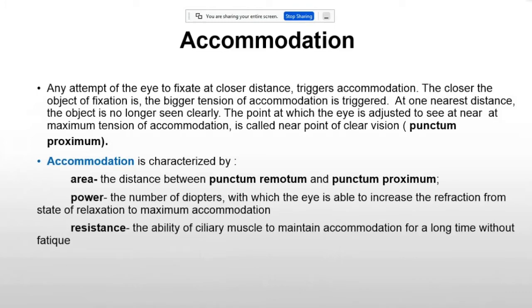Accommodation is characterized by its area, which is the distance between punctum remotum and punctum proximum. The power of accommodation is the number of diopters by which the eye is able to increase its refraction from the state of relaxation to maximum accommodation. And resistance is the ability of the ciliary muscle to maintain accommodation for a long time without fatigue. So these are the qualities of accommodation.